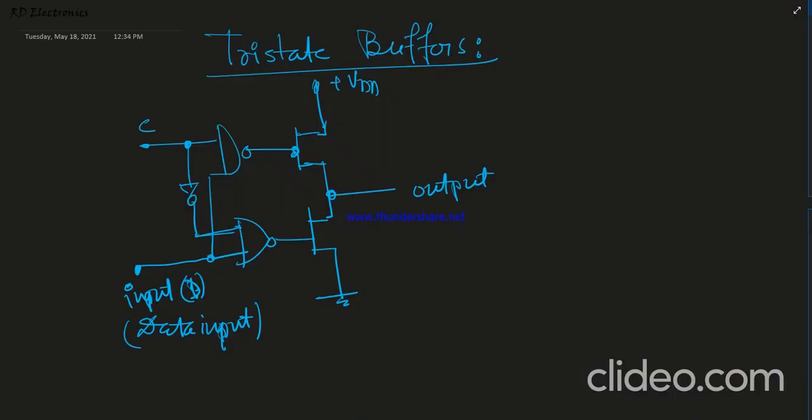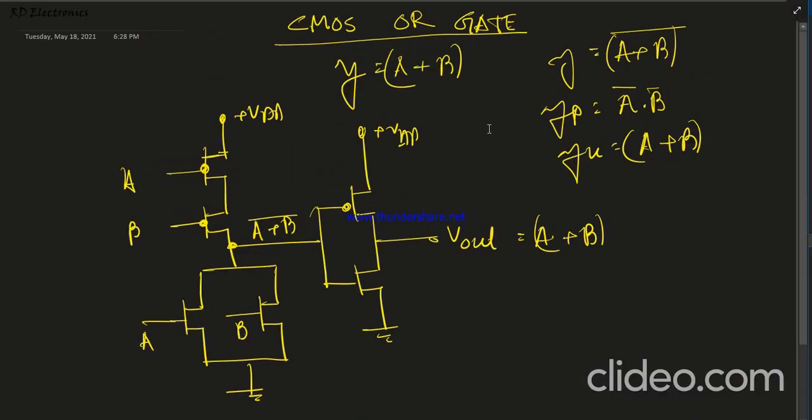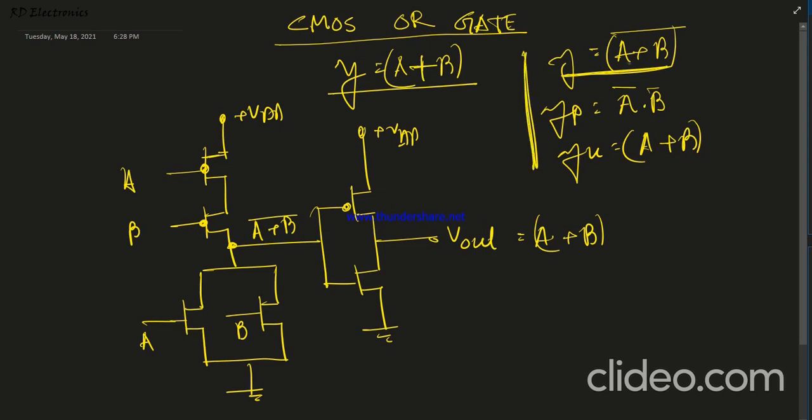So now we talk about our CMOS OR gate. So this is Y equals A or B. This is again uncomplemented, non-complemented form. So first of all we design with a complemented form. So Y equals (A or B) whole bar. That means what is the PMOS equivalent network? That means A bar dot B bar. And what is the NMOS equivalent network?